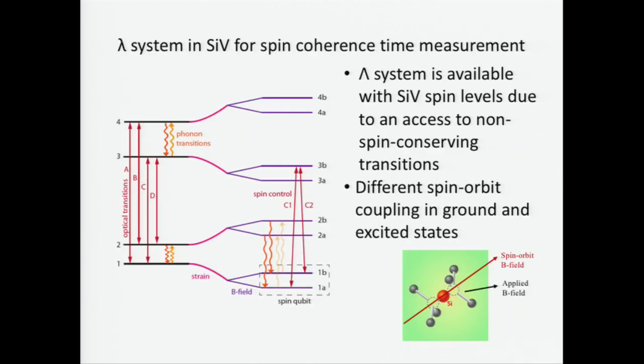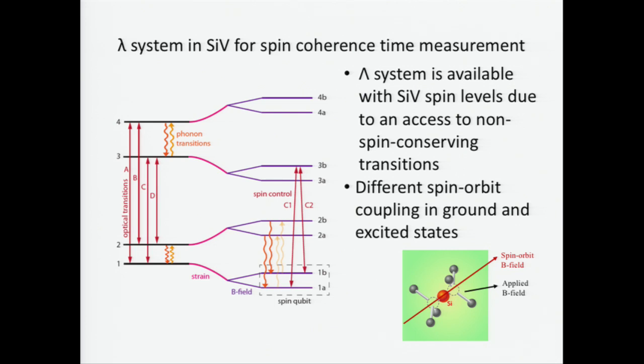So our experiment is very simple. We apply a strain by putting some voltage at different voltage levels. And at each voltage level, we measure the coherence time of the spin directly. So here is the scheme for measuring spin coherence time.